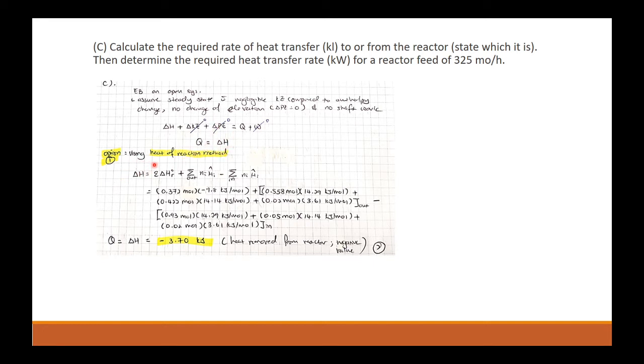So the first option is using the heat of reaction method. This is your formula for the heat of reaction method. We have already determined this and this and this for each species in part B, and we have determined the N in the outlet and N in the inlet from part A. Basically, we substitute everything in, and we get Q is equal to negative 3.7 kilojoules. Since it is negative, it means that heat is removed from the reactor.